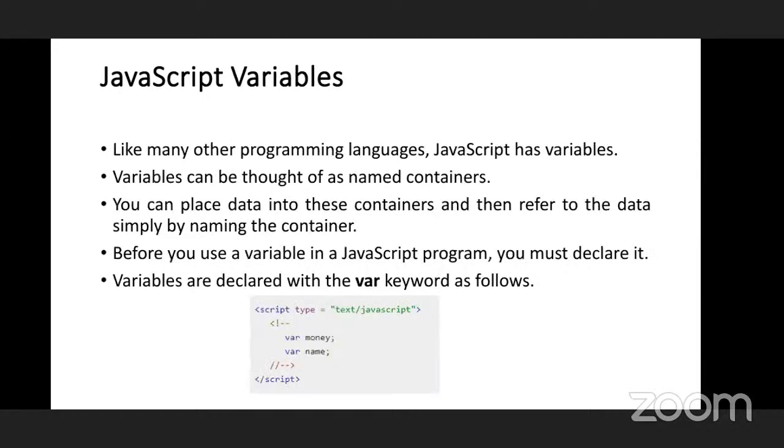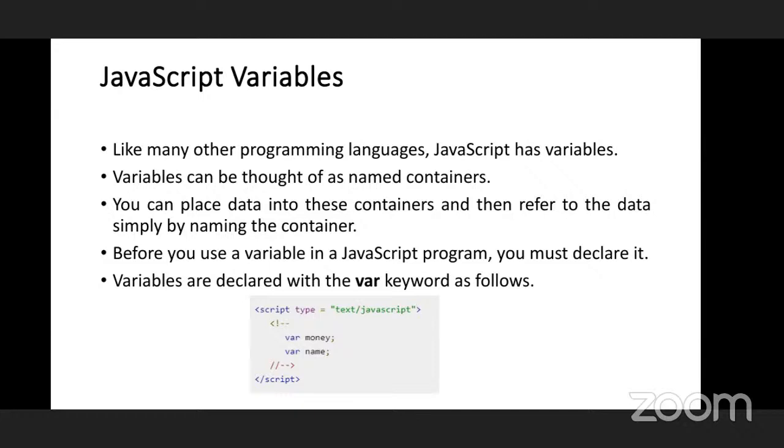Coming to the variables concept in JavaScript, all programming languages have the concept of variables. Here also, theoretically, no changes, same concept. A variable is used to store values, to store data. We are giving some name to a memory location. That is nothing but a variable name.